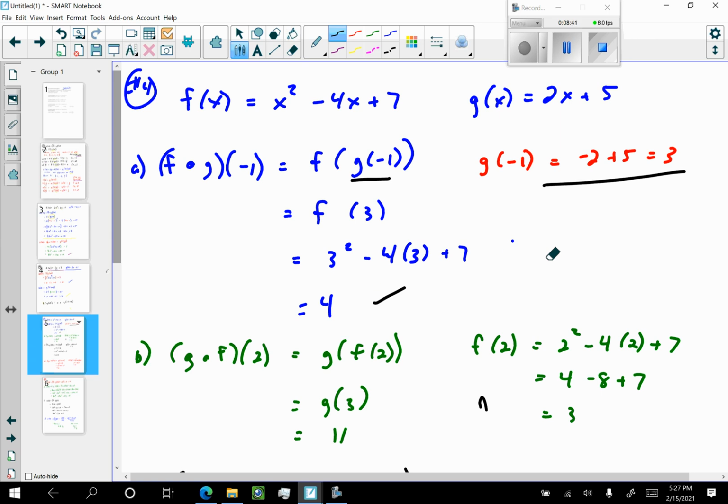And B, here, I want to find g of f of 2. I have to find f of 2 first. f of 2 is 2 squared minus 4 times 2 plus 7, which is 3. So this is going to be g of 3, which is 11.